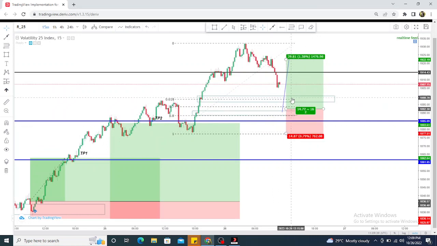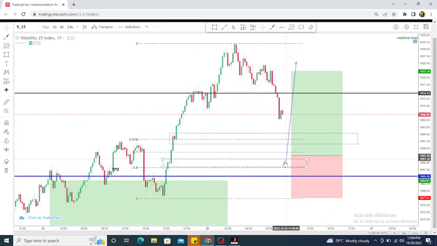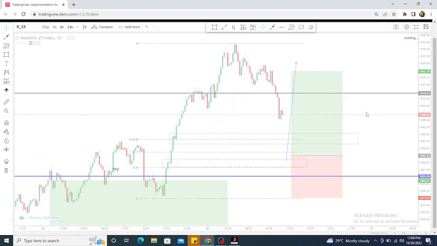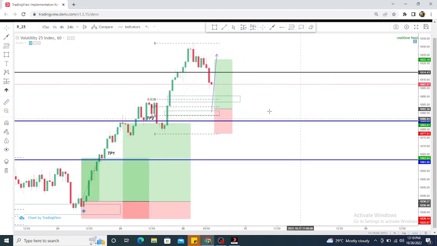So this will be my bias, but I won't just enter. I'll wait for the market to come down to this level, give me candle formations, patterns, multiple weak rejections in this area before I'll make entries for a buy in this area, the buy continuation for V25. So our bias for V25 is still going to go long. We are looking for a long bias on V25.